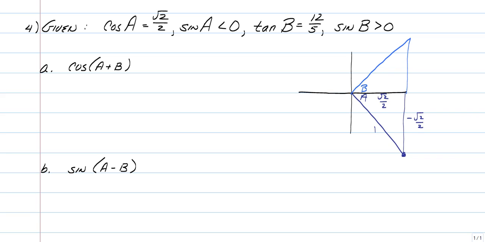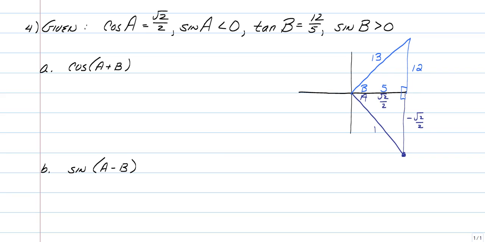So if tangent is given as 12 over 5, opposite over adjacent is going to say that this guy is 12 and this guy is 5. Now, to find our hypotenuse, all we need to do is the Pythagorean theorem, and we get 13. Okay, so those are our two different triangles with our angle measurements given.